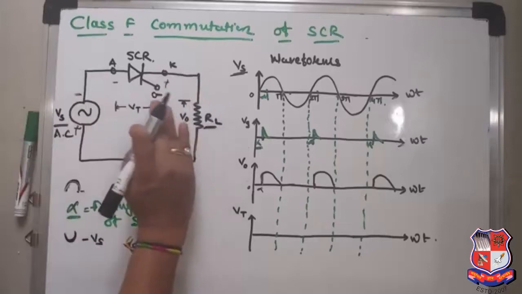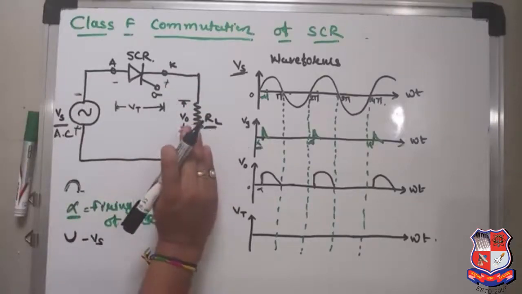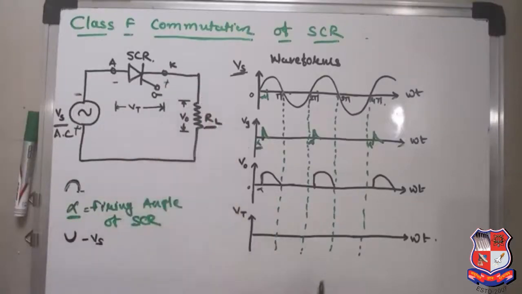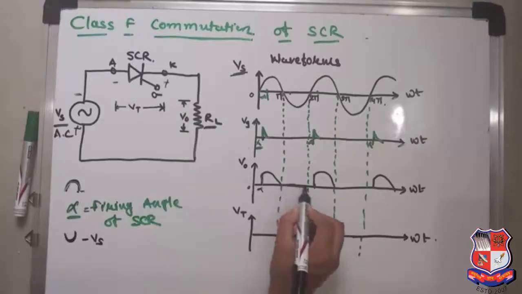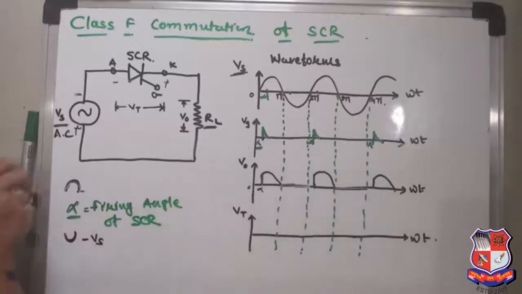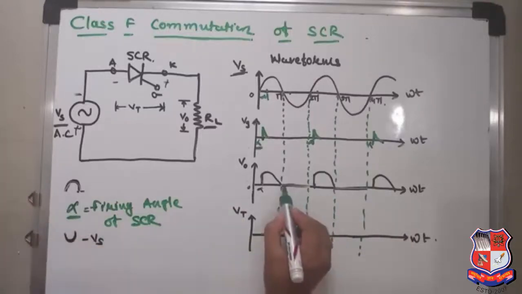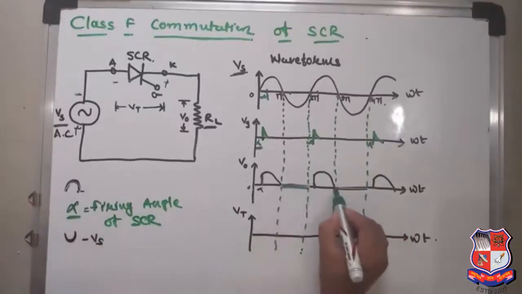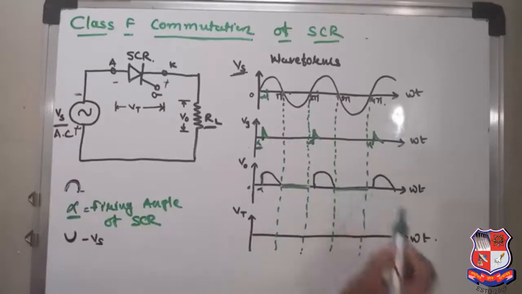So there is no output. You don't get any output voltage across the load. During the negative half cycle there is no output. See here, I am drawing it with the green line: there is no output during the negative half cycle.